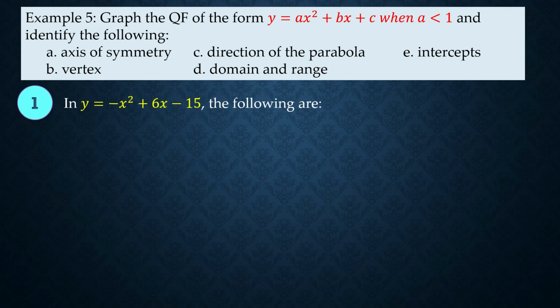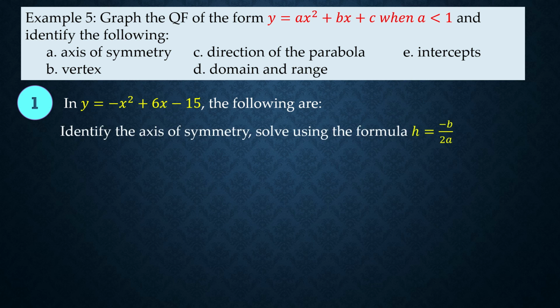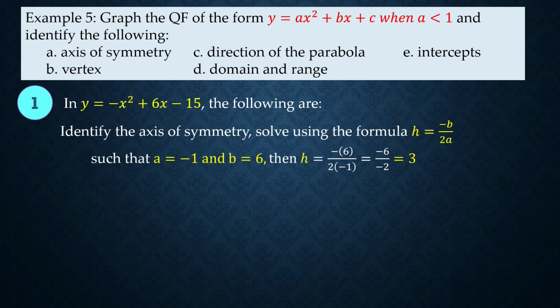Example, in the given function y is equal to negative x squared plus 6x minus 15, the following are needed. First is to identify the axis of symmetry, the value of h. So we solve using the h formula. H is equal to negative b over 2a. So identify a, which is negative 1, because it is negative x squared, so imagine negative 1. b is positive 6.